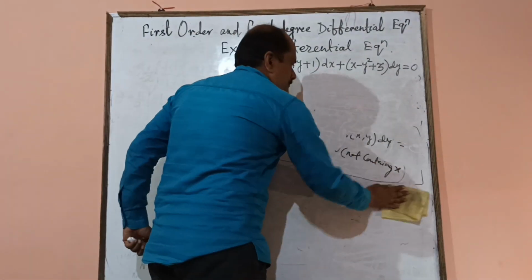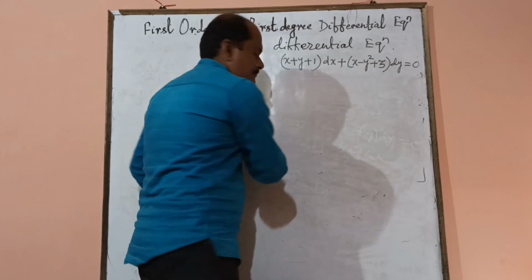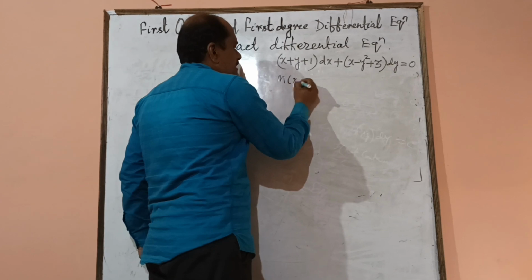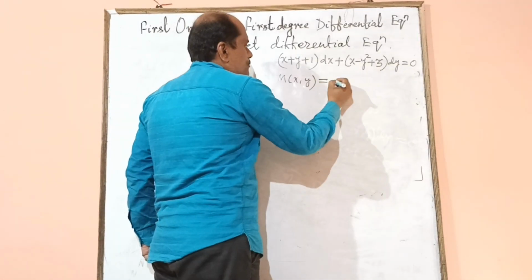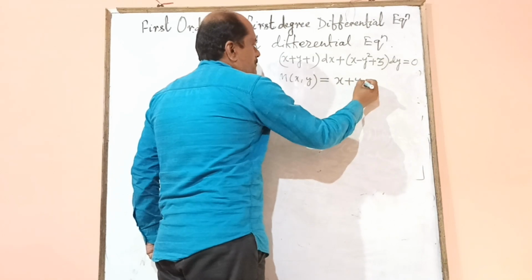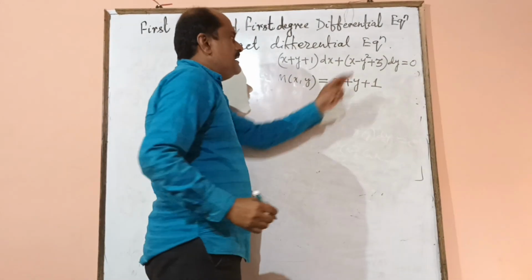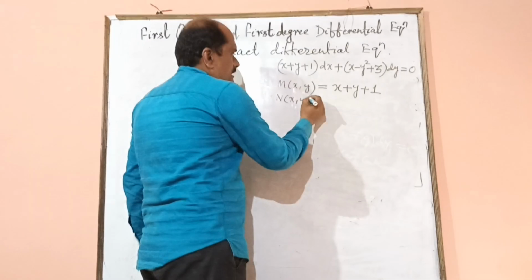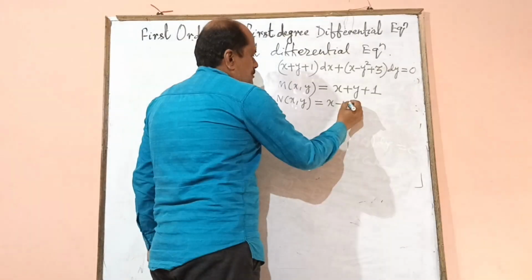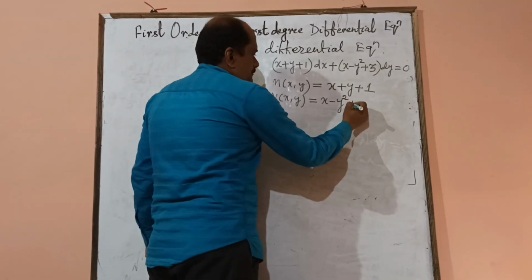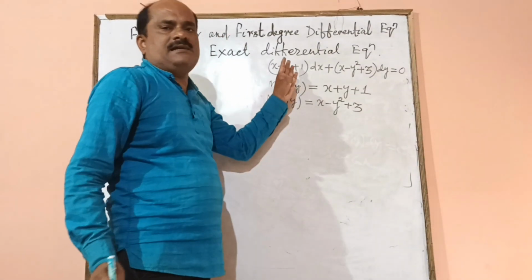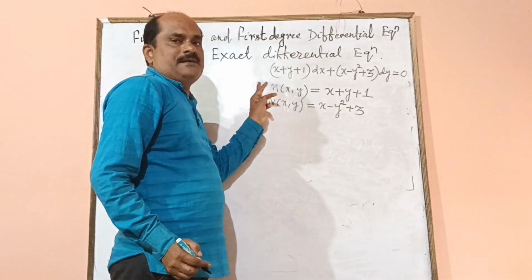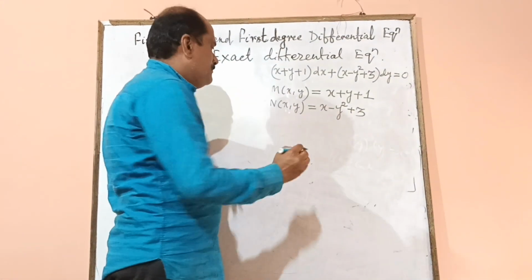Here M(x,y) dx, here M(x,y), that is a function of x and y, is equal to x plus y plus 1. N(x,y) dy, here N(x,y) is equal to x minus y square plus 3. Now we test whether this is an exact differential equation or not. Take the partial derivative of M with respect to y.